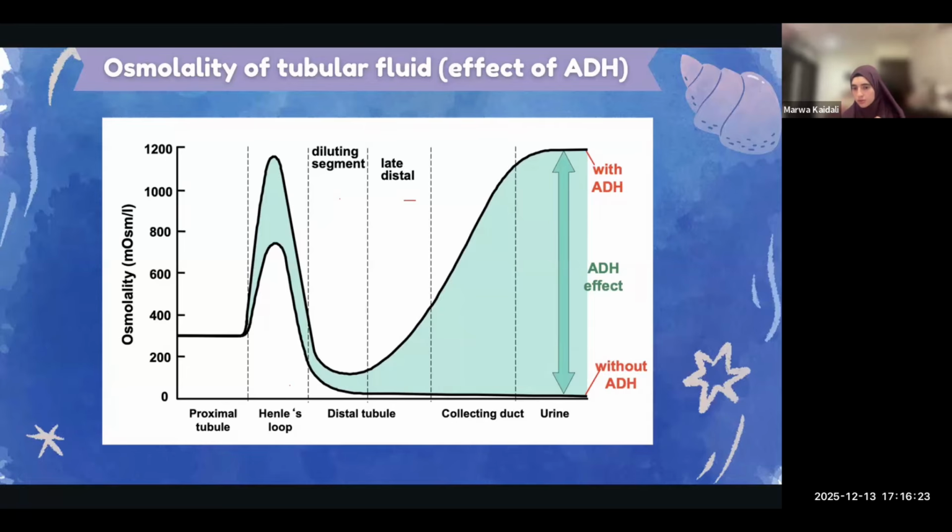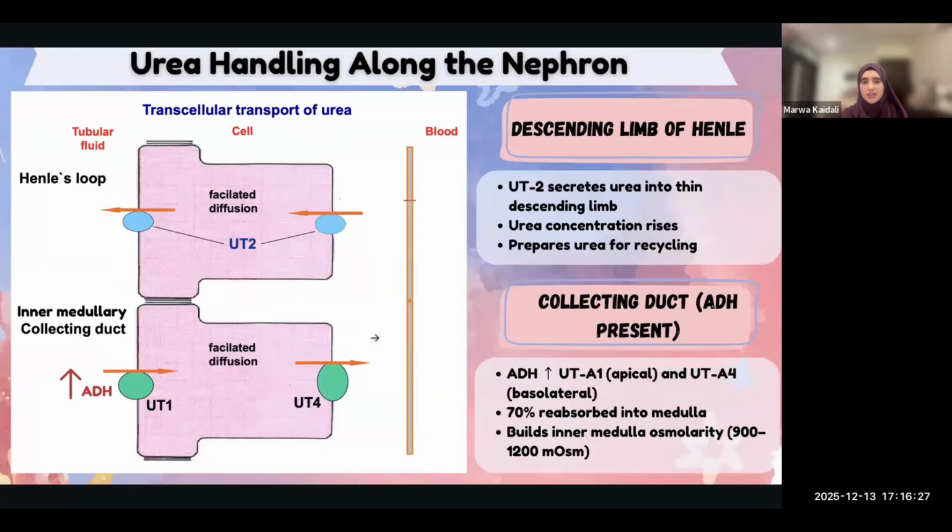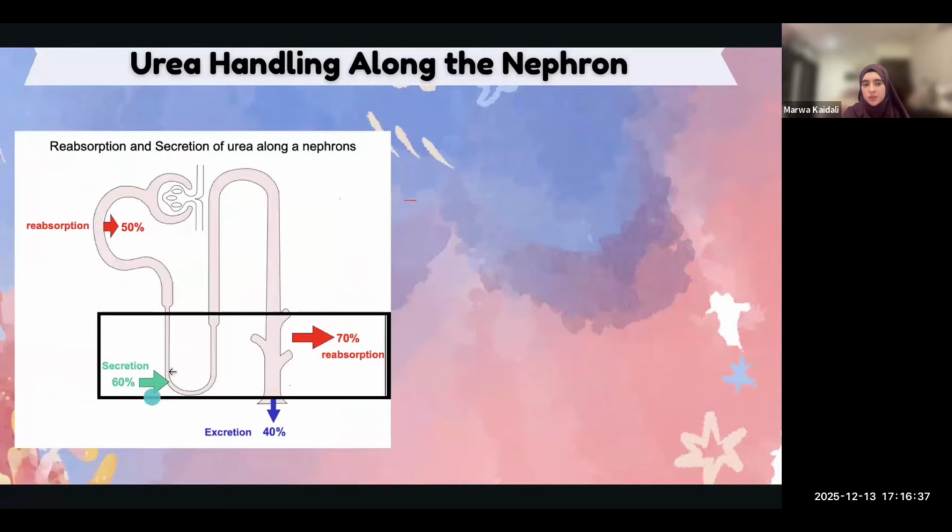Why is it permeable in the loop of Henle? Are you talking about the urea? Because it has these transporters. I'm not sure about the exact reason why, but it is permeable. That's what you should know. It is permeable in the descending loop of Henle because we want to increase the urea concentration in the tubular fluid so that more can be reabsorbed over here in the inner medullary collecting ducts. Yes, it is secreted over here.